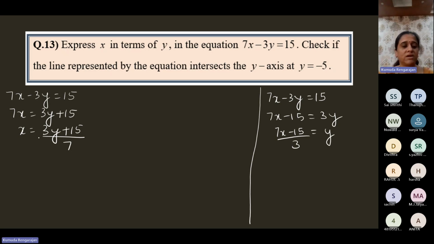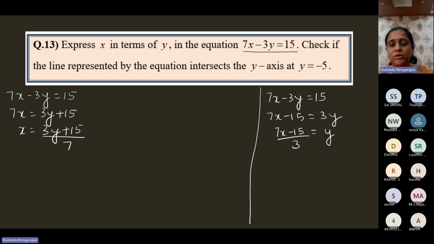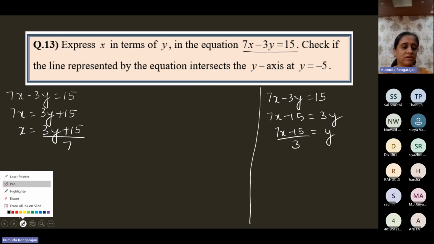Yeah, so we have written x in terms of y. Check if the line represented by the equation intersects the y-axis at y is equal to minus 5. See, this is the equation given to us. So the question is to check if the graph of this equation 7x minus 3y is equal to 15 intersects the y-axis at y is equal to minus 5.